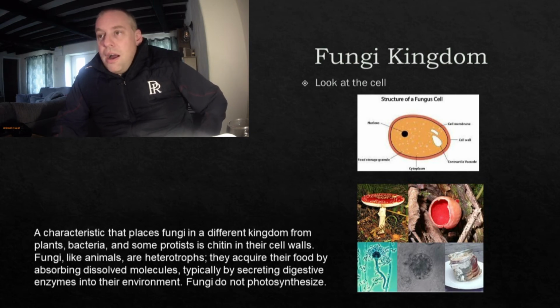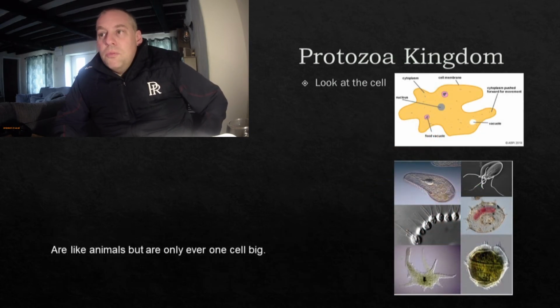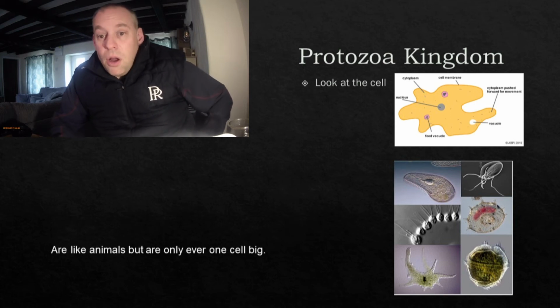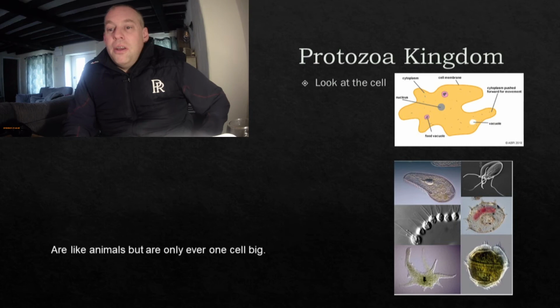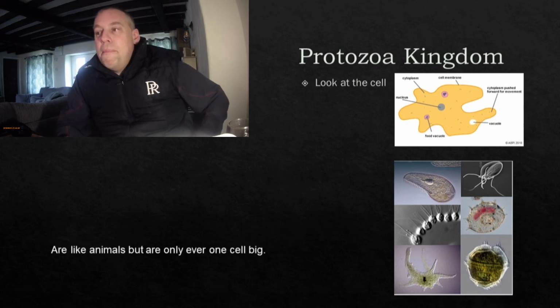So those are fungi. We'll move on to protozoa. Protozoa are animals of a kind, but because they are only ever one cell big, you can't call them an animal. You can't put them in the animal group. So they've got their own group. They were in the animal kingdom for a long time, but now they're on their own.